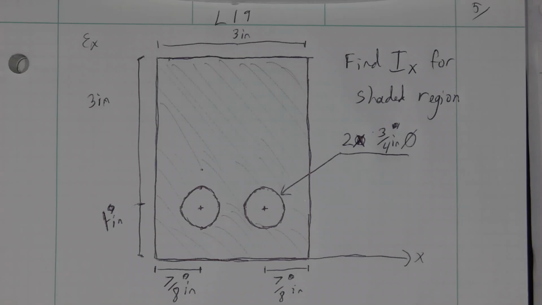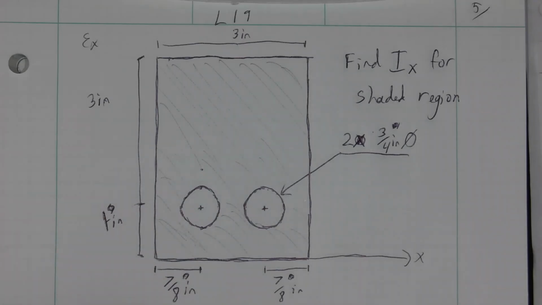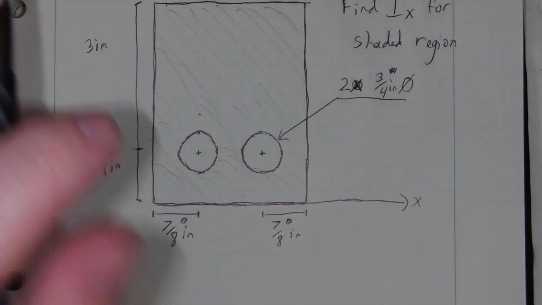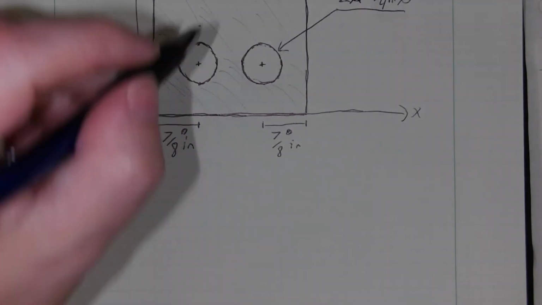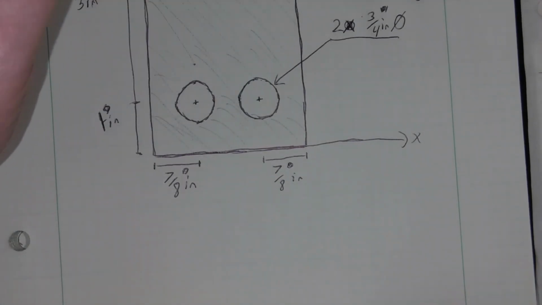So we're going to find the moment of inertia about this x-axis along the very bottom of this thing for this whole entire shape, for the shaded region. Okay. So circular holes have been cut out here. I'm going to break this down into 3 shapes. I'm going to have this large rectangle, and 2 circular holes that have been cut out.